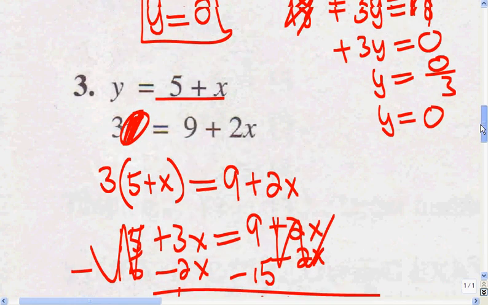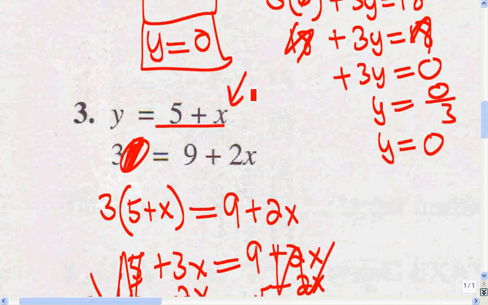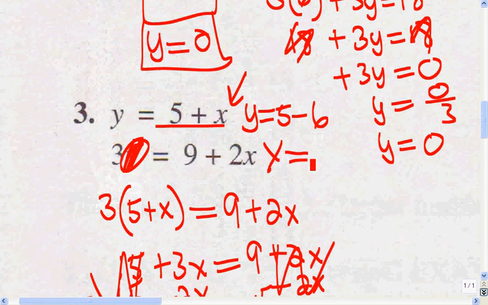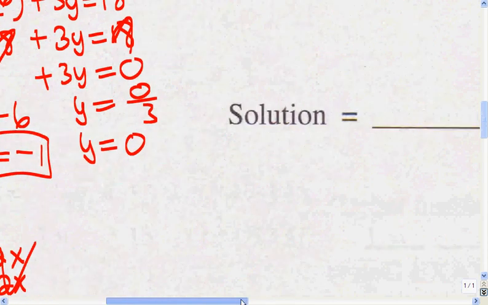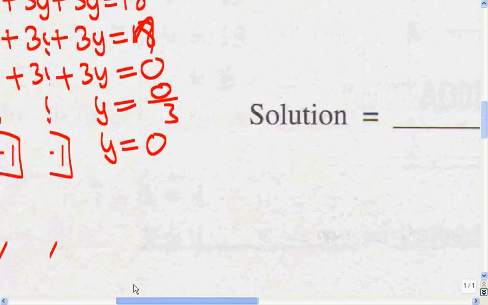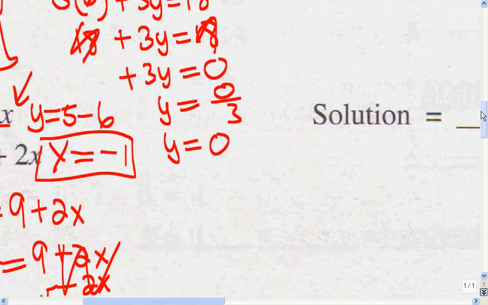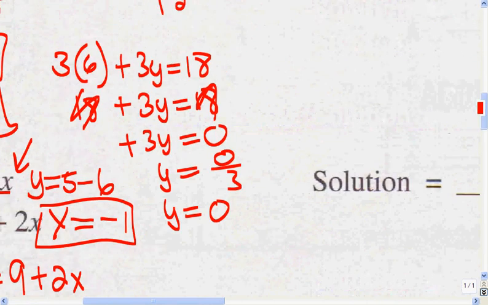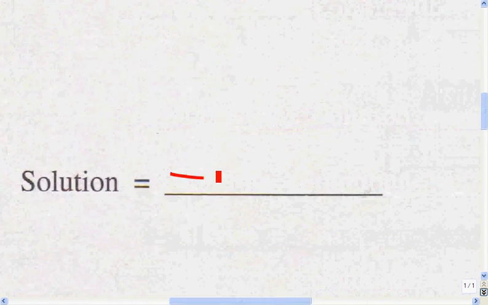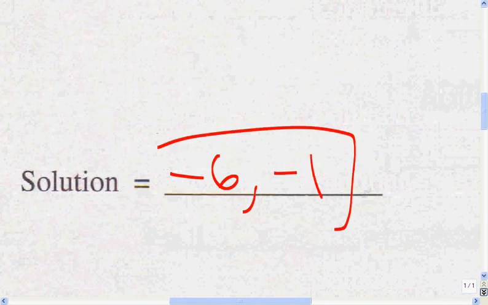Now I'm going to go back up here and I'm going to plug it into here. So I get what y equals. Y equals 5 minus 6, and 5 minus 6 equals negative 1, so y equals negative 1. And your solutions, write them here. Okay, so we got that y equals negative 1 and x equals negative 6. So the x always goes first. You're going to write negative 6 and negative 1. Okay?